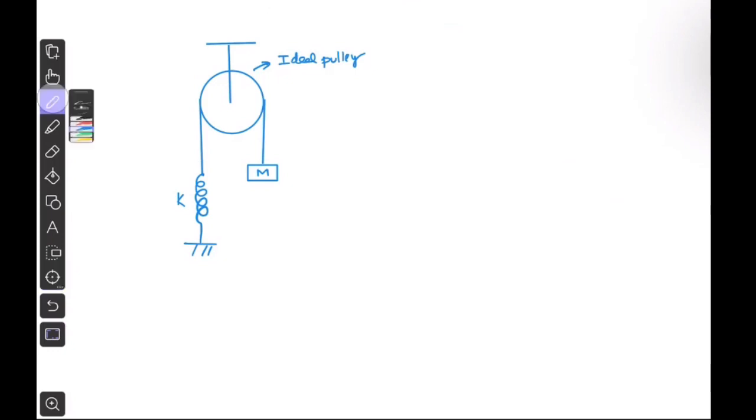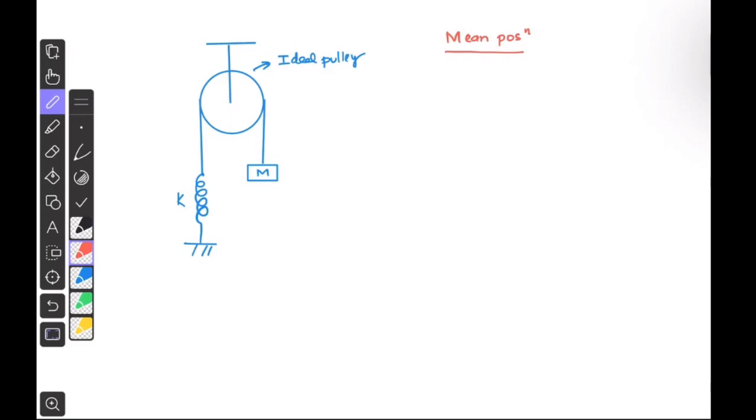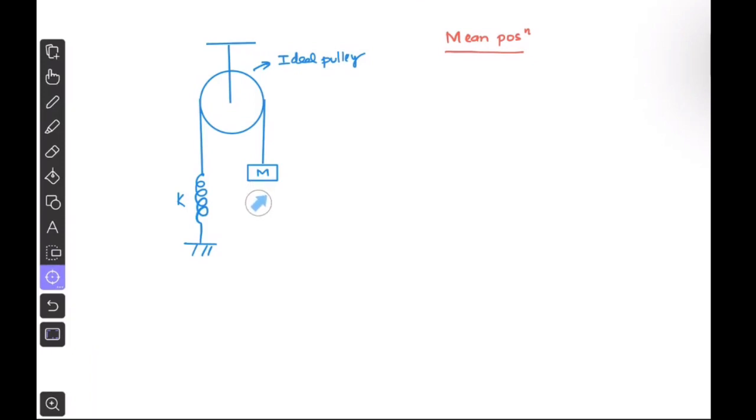So the first method will be the original one, where we write down things at the mean position. At the mean position, first of all, you tell me which force is the immediate reason for this block to undergo SHM. On pulling this block down by some amount, the spring force will change, and due to that, the tension in the string will change. So the tension in the string is the immediate reason for this block to undergo SHM.